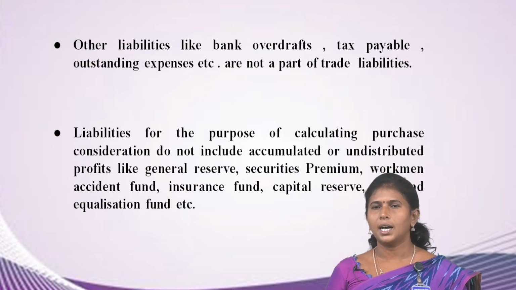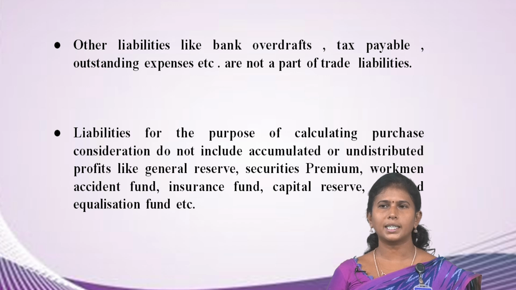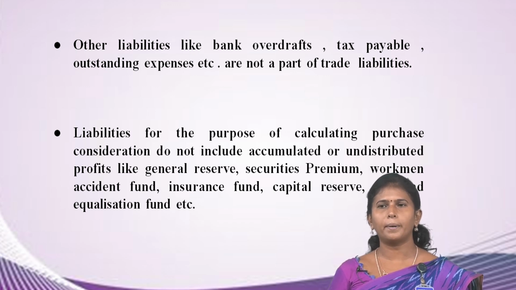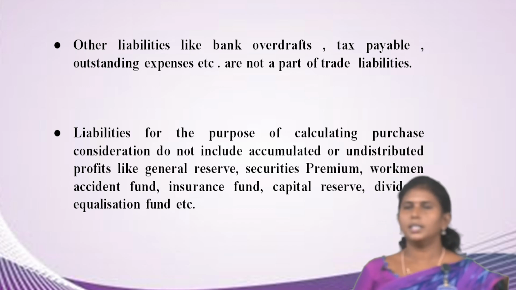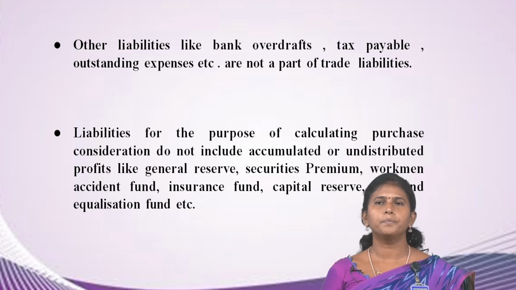Sixth point is other liabilities like bank overdraft, tax payable, outstanding expenses, etc. are not a part of trade liabilities. So they are not actually trade liabilities, and so they should not be included in liabilities. Clear? So let us see the seventh point, the last point of considering liabilities under the net asset method.